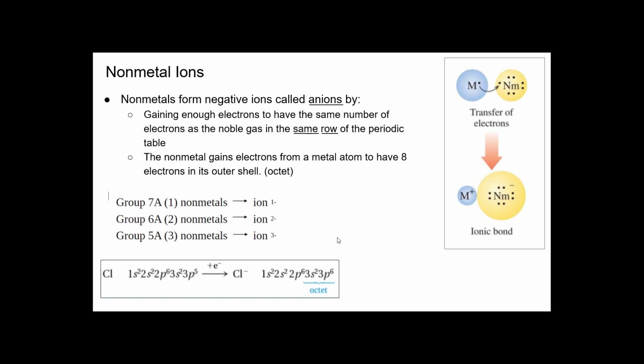Negative ions are called anions. They gain enough electrons to have the same number of electrons as the noble gases in the same row. So for instance, if you have chlorine and it becomes chloride, by gaining an electron, it can take 1 electron on, and that's now going to have the electron configuration of argon, which is directly next to it. So if that happens, group 7 has 1 opening. If they take 1 electron, that gives them a -1 charge.